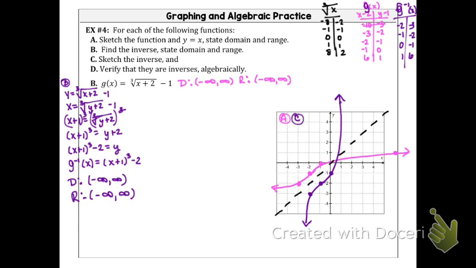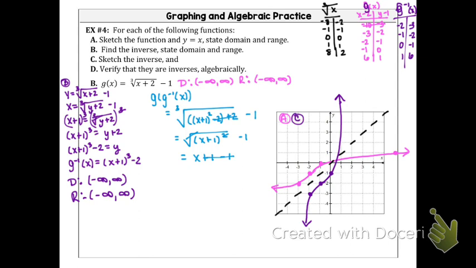And D says to verify that they're inverses algebraically. So again, we're going to do some plugging in. So we're going to take g of the inverse of g of x. I have a little more room here. So g is the cube root of x plus 2 minus 1. And we're going to plug in the inverse of g of x, which is x plus 1 cubed minus 2. Work underneath that radical, so those 2's will cancel. And we're left with the cube root of x plus 1 cubed, and then the minus 1. The cube and the cube root cancel, so we just have that x plus 1 and then the minus 1, which gives us x.